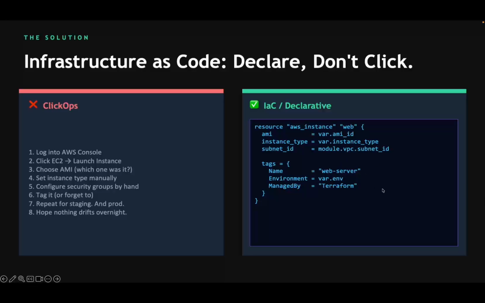And this file goes into Git. It gets reviewed in a pull request and the commit history. This is documentation. If it's not in code, it should not exist in production. That's the rule.